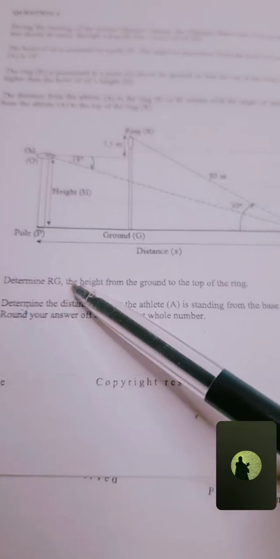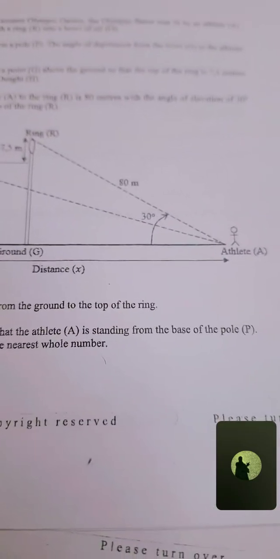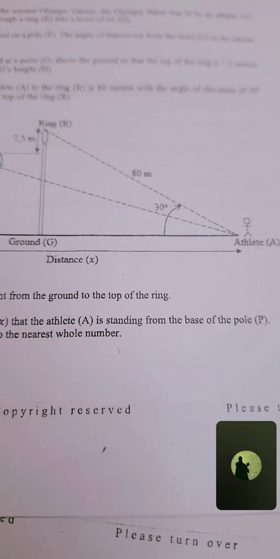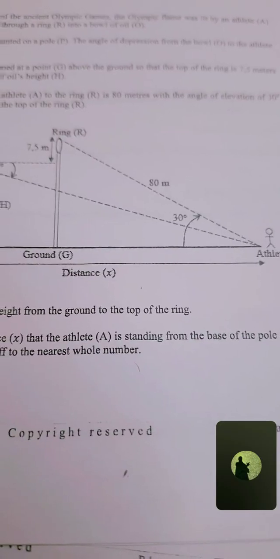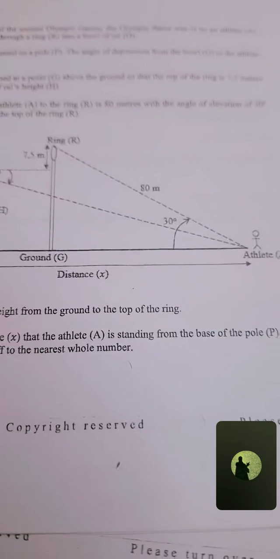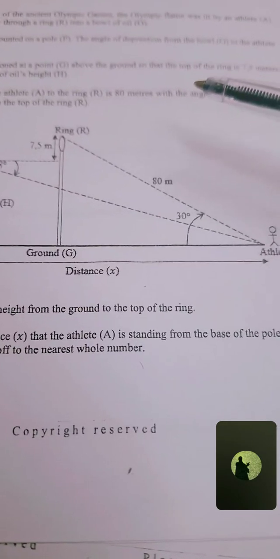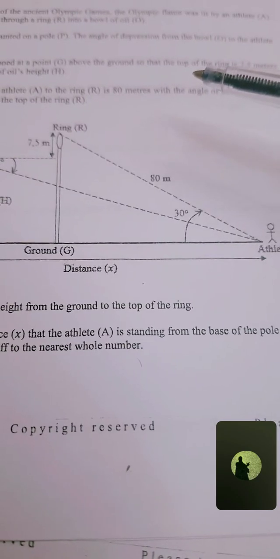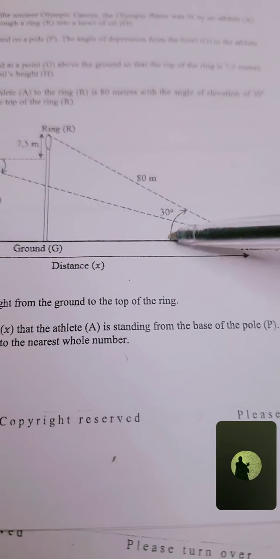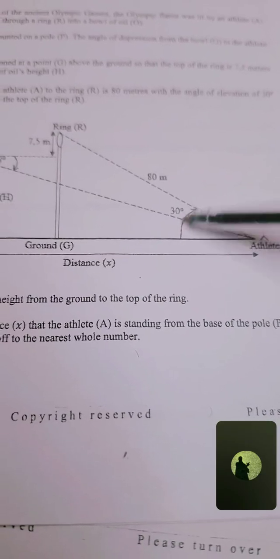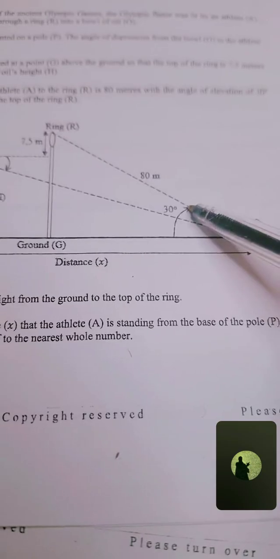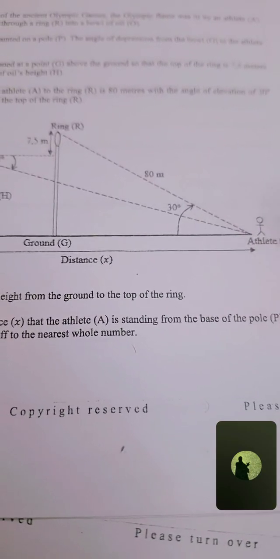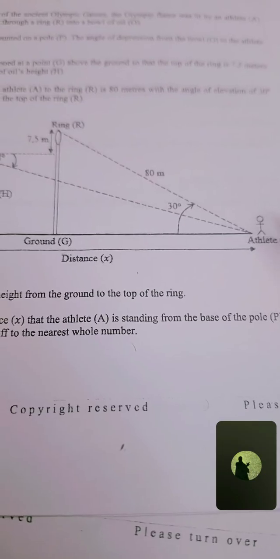Okay, so they want us to determine RG. Then, is working the angle of athlete A? Can we call it theta? Which angle? Angle A, 30 degrees. Angle A here. You want us to call it theta? Why do you want us to call it theta? I think it will help us solve it.